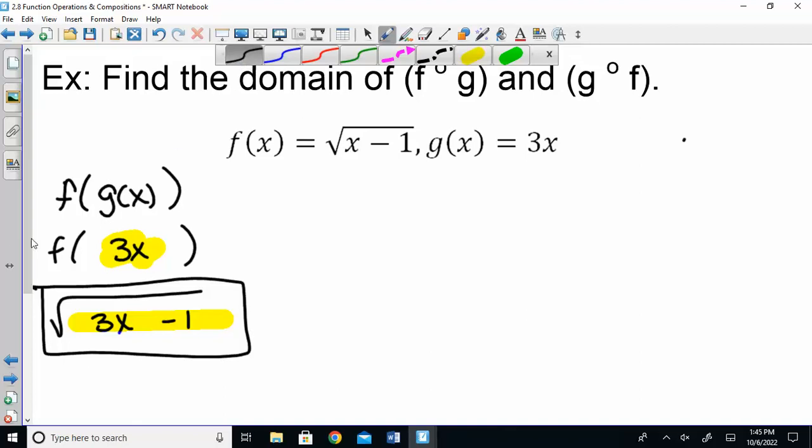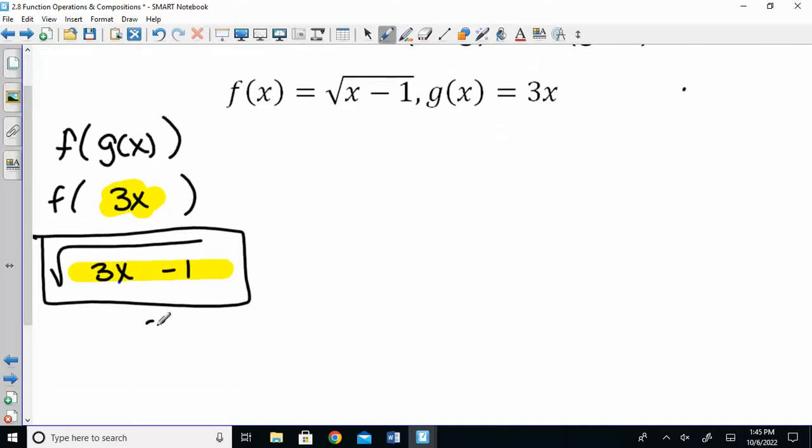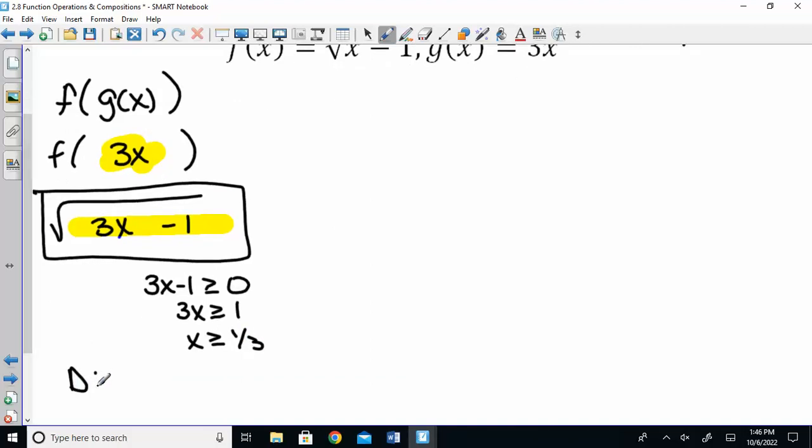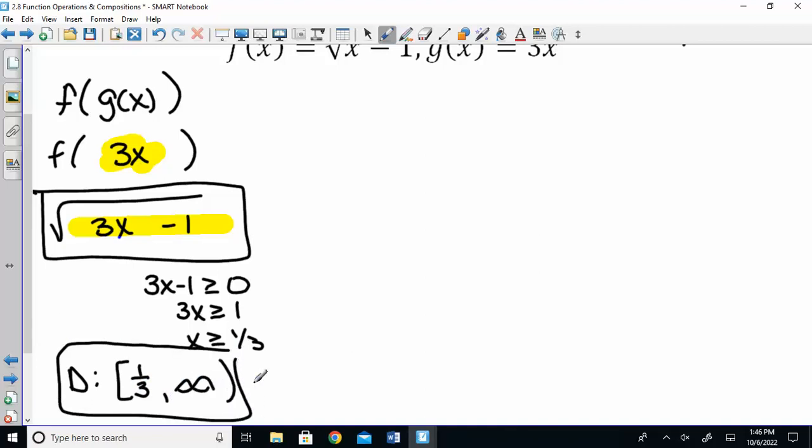If you have a square root, what do you know? Can't be negative. So the thing under the radical greater than or equal to 0. So x has to be greater than or equal to 1/3. How would we write that in an interval? Yes. 1/3 gets a bracket because of the equal to. So it's 1/3 to positive infinity.